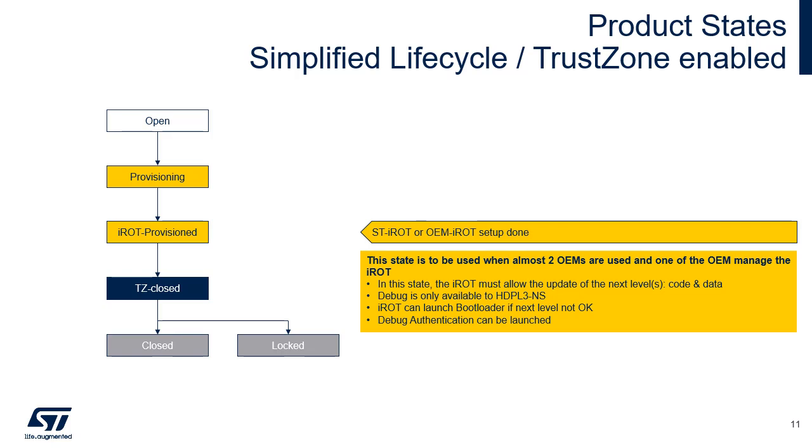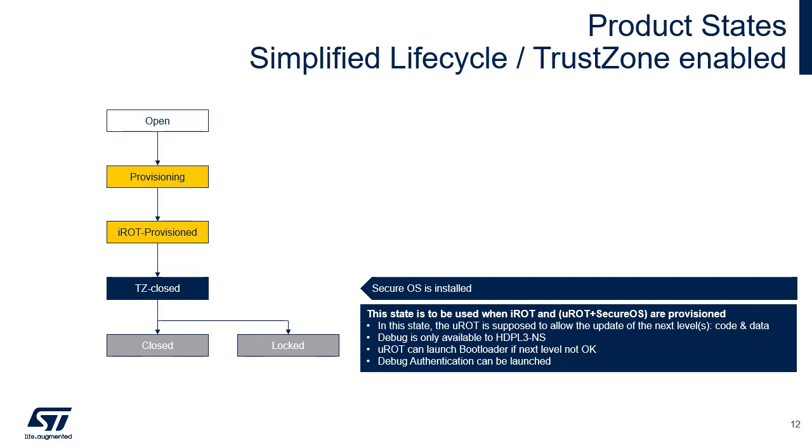The debug authentication protocol can be launched in IROT provisioned product state. The protocol is based on initial message, posted by the host combined with a reset to launch the debug authentication process on the device. Challenge message: the device generates a random value to be signed by the host when sending back the response. And response: the host sends a message to the device proving its authenticity. This is done using a tool to generate a token.